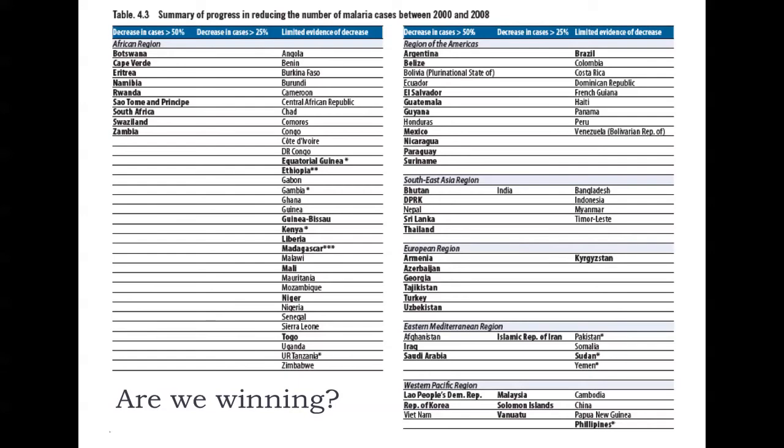And if you look elsewhere in the world, you see similar kinds of progress. In the Americas, Southeast Asia, European regions, everywhere we're seeing good progress. In India, we've seen a decrease, not quite as dramatic, but still 25% or so. But there are still some problems out there. There are some countries, particularly in Africa, where there has been limited evidence of decrease at all, and a rather depressing list of countries there.